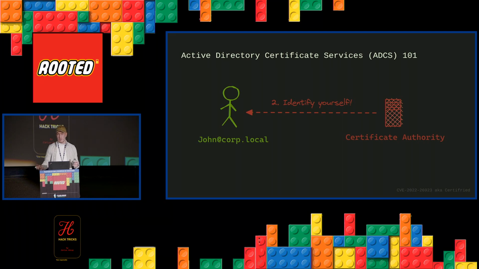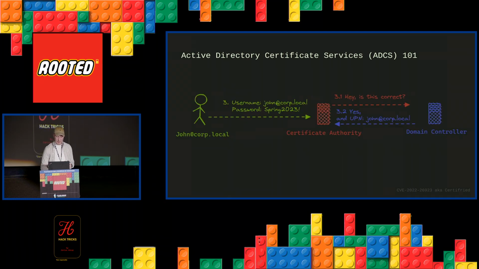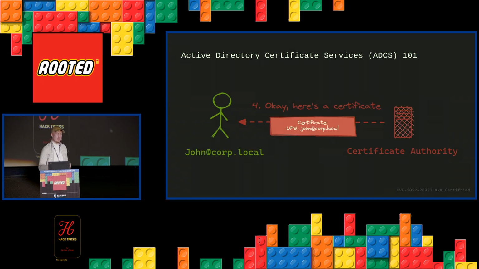And of course, the certificate authority doesn't know who John is yet. So John will, again, prove his credentials to the certificate authority, but the certificate authority still doesn't know who John is. So the certificate authority will go to the domain controller and ask, is this true? And then the domain controller will say, yeah, it's true. And the user principal name, UPN, for John is john@corp.local. And so the certificate authority will create a new certificate with the UPN, the user principal name, john@corp.local. It will sign it and give it to John.